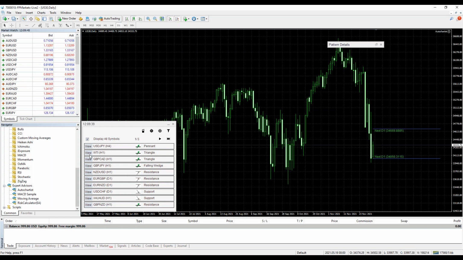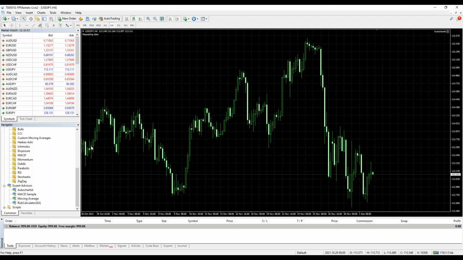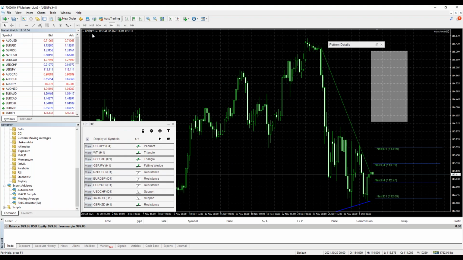Let's look at some of these opportunities that Autochartist identified. Notice I'm on the US 300 daily chart, and this first opportunity here was a breakout bullish pennant on the US dollar Japanese yen 4-hourly chart. When I click this view button, it takes me to the dollar yen chart on a 4-hourly timeframe, and you can see here.